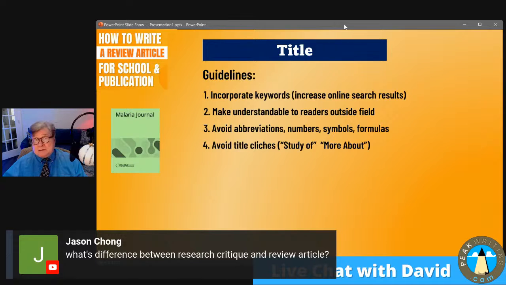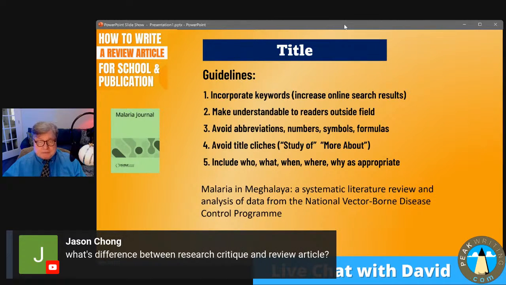You want to avoid cliches like "study of" and "more about." Instead, you want to include the who, what, when, where, and why. Now, you're not going to include all of the 5 W's in every title, but those 5 W's are a good place to start. Let's take a look at the title of this article published in the Malaria Journal. Malaria and Meghalaya.